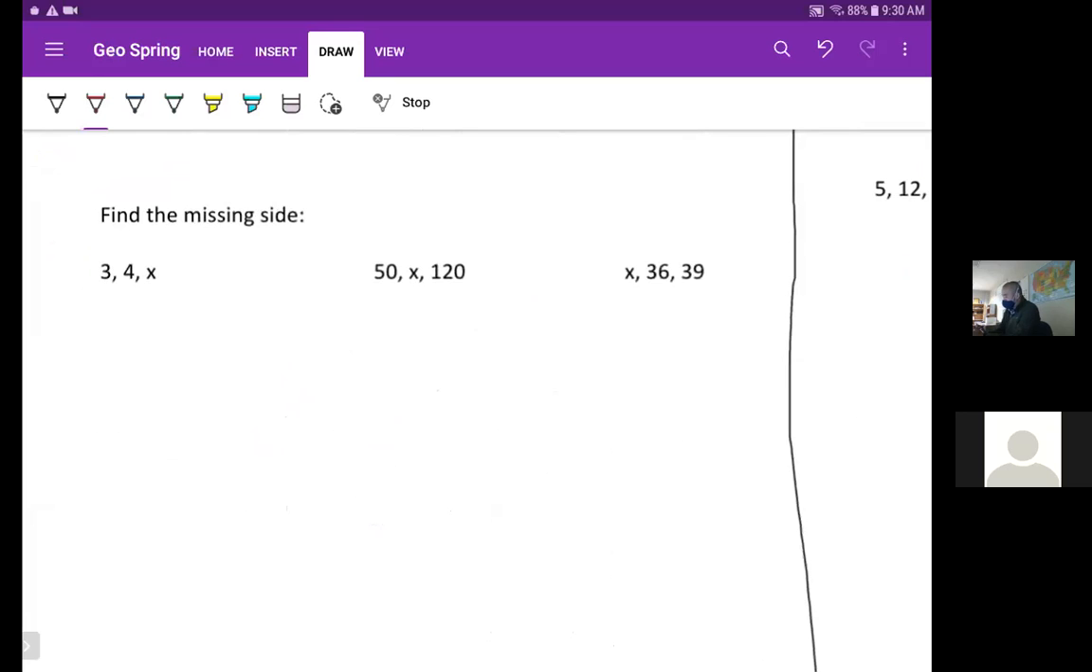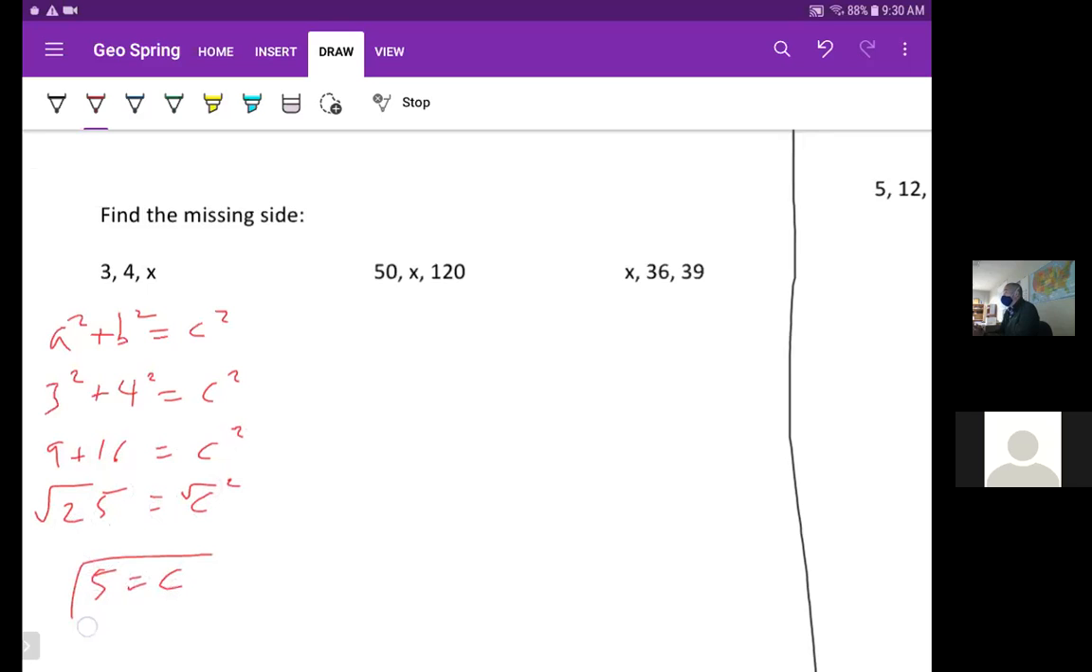So like before, what we had been doing was a squared plus b squared equals c squared, right? And then you do 3 squared plus 4 squared equals c squared. So that's 9 plus 16 equals c squared. So 25 equals c squared. So the answer to that one, you take the square root, you get 5 equals c. Is that familiar? You guys with me?